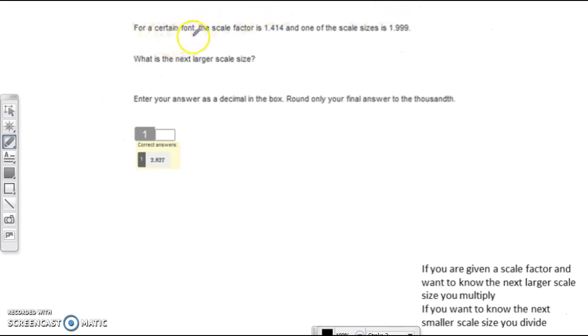All right, for a certain font, the scale factor is this. That's kind of cool. They already give us the scale factor. And one of the scale sizes is 1.99. What is the next larger size? Okay, so if we want to make it bigger, we're going to take our size and multiply by our scale factor.